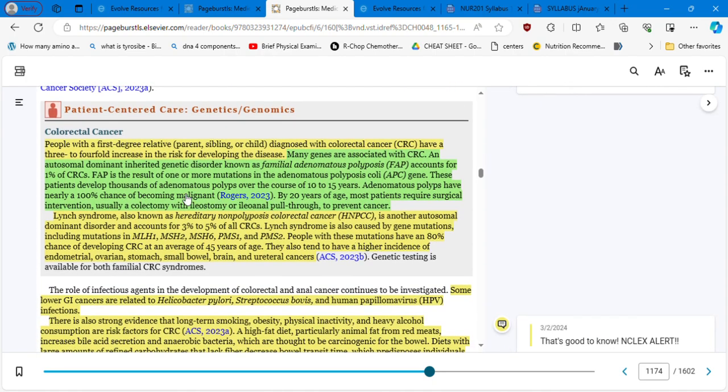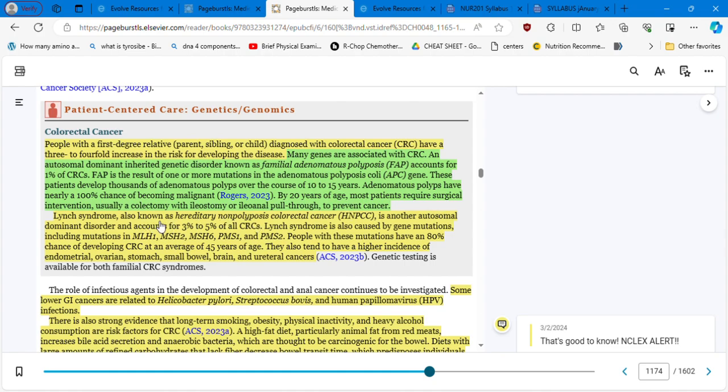Genetic genomics: people with a first-degree relative, parent, sibling, or child diagnosed with CRC have a 3 to 4-fold increase in the risk of developing the disease. Many genes are associated with CRC, an autosomal dominant inherited genetic disorder known as familial adenomatous polyposis, the one we saw in the video also, and also the Lynch syndrome. And you can go over this information to get more details.